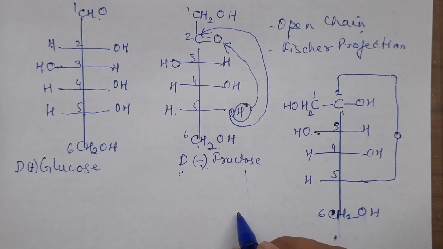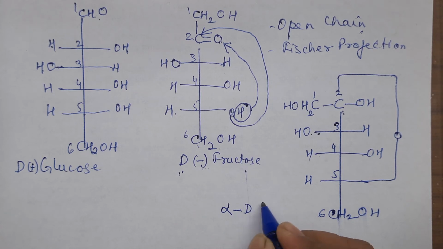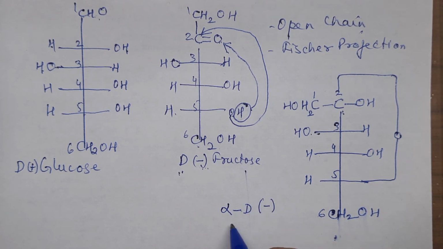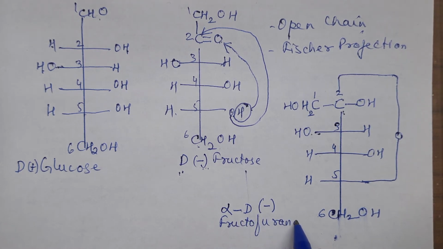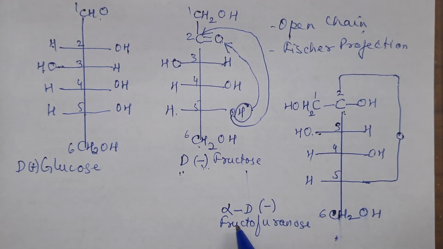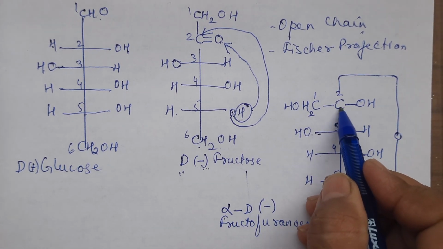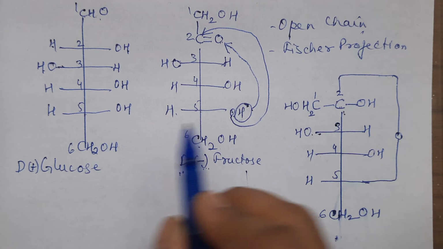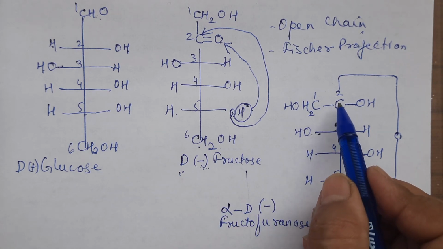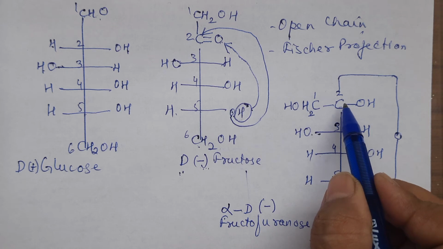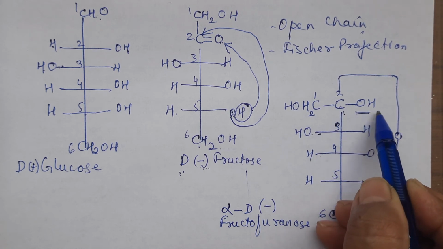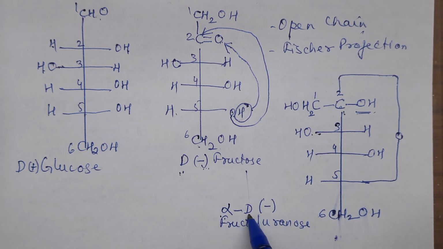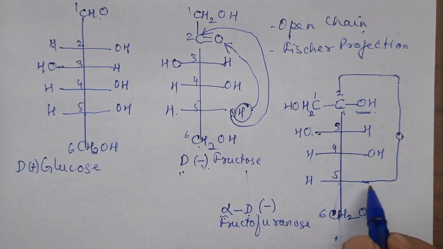So how do we name this, children? We name this as alpha-D-minus-fructofuranose. Now what is this, children? Just see. Alpha, because this is now our active carbon atom, from where this is linked to the ring, on the second carbon atom. In glucose we were comparing first carbon. In fructose we compare second carbon. On the second carbon atom, if OH is on the right hand side, it is alpha. D, because the fifth carbon atom OH was on the right.